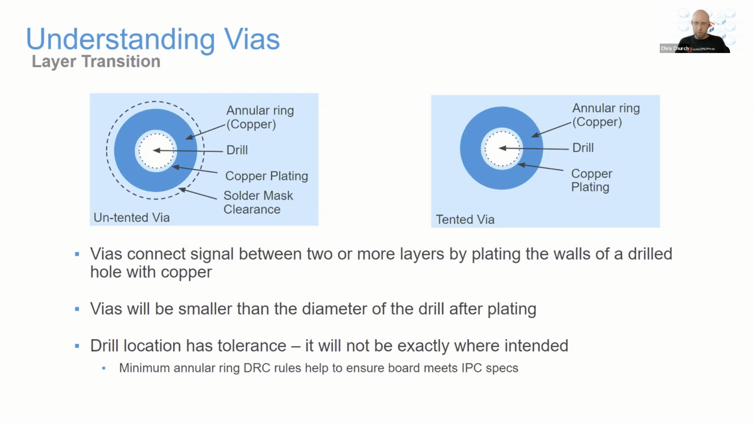One is the annular ring, that is the copper around the via itself. The next is where the drill hit happens in the drill hole. Then there is the copper plating inside of that drill hole. So that's the thing to think about there. The actual hole will be smaller than your drill size was when you're done.